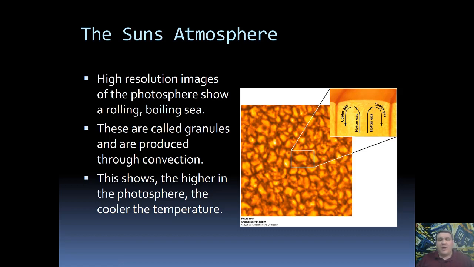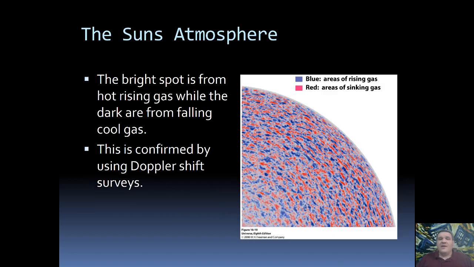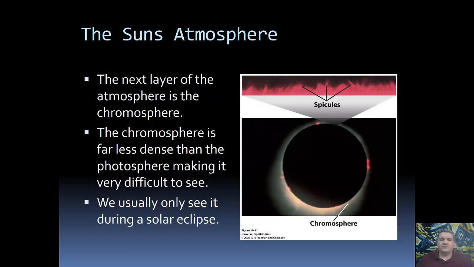Well, we can actually use Doppler shift to see if these ideas are correct. Remember that if something is coming towards us, it's going to be blue shifted, and if it's moving away, it's going to be red shifted. Well, as we look at the Doppler shift of these granules on the sun, we see that the blue spots correspond to the hotter, brighter regions, showing that those regions are coming out, and that the cooler edges often correspond with red shift, meaning that they are actually sinking. So it does seem that granules are being produced because of convection.